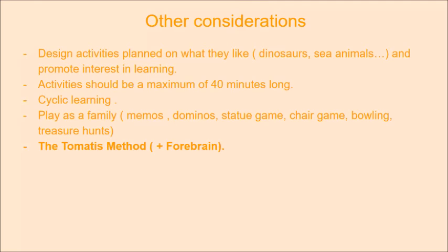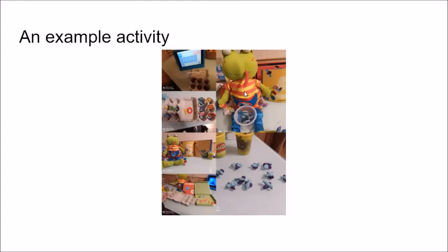And finally, let me show you an example of this cyclic learning. Later on, I'm going to refer to the Tomatis method and Forbrain. Okay, this is an example. This is an activity we did. We had been working with numbers. We listened to many tales and songs having to do with numbers. Then we have this puppet at home and we decided to make these flies. And she was counting them and putting them here, then looking for the numbers.